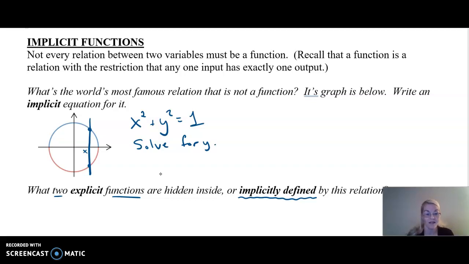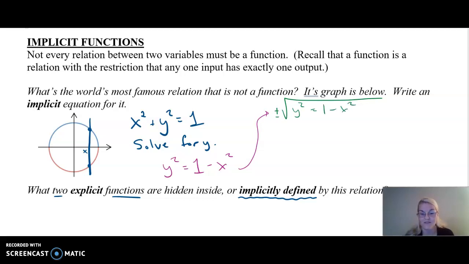You solve for y. So if we solve this for y, subtract x squared from both sides, that means y squared is going to equal 1 minus x squared. And then solving this for y, if I take the square root of both sides, again, we've got two different parts. We've got the positive square root part and the negative square root part. So y squared is equal to 1 minus x squared, which gives us that y can equal plus or minus the square root of 1 minus x squared.